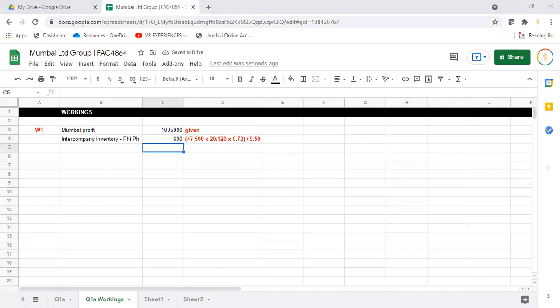It is 600, but remember, we are removing unrealized profit. It must decrease profit, because included in the profit is the 600 rand. We don't want it, so therefore it is minus. Okay, so that is still for Fifi.